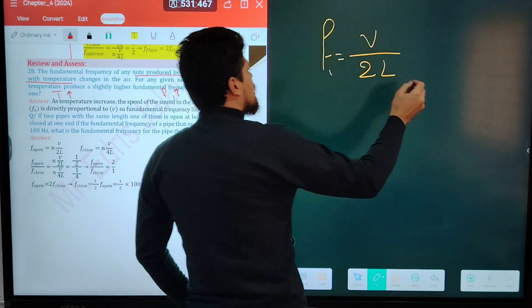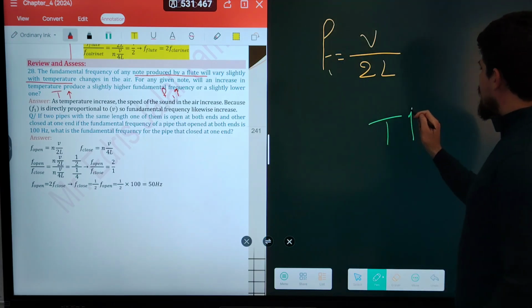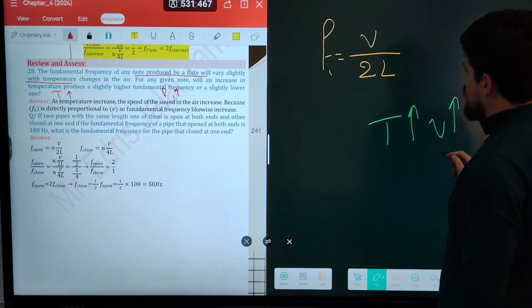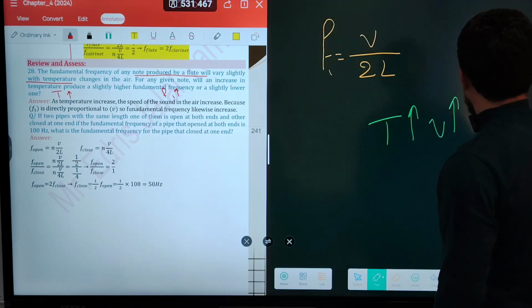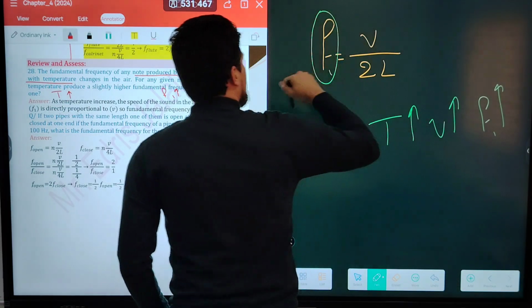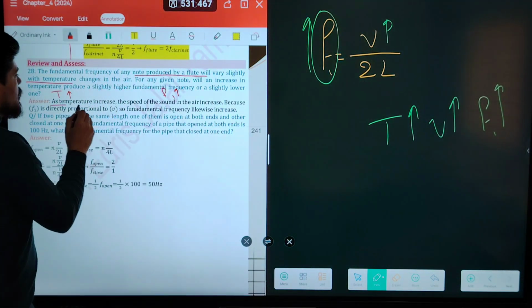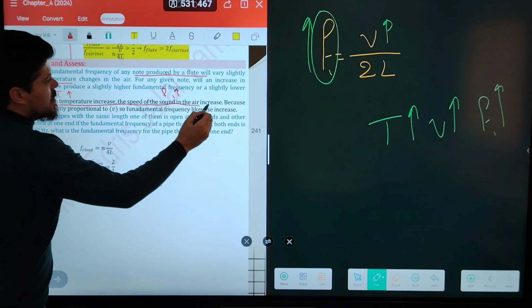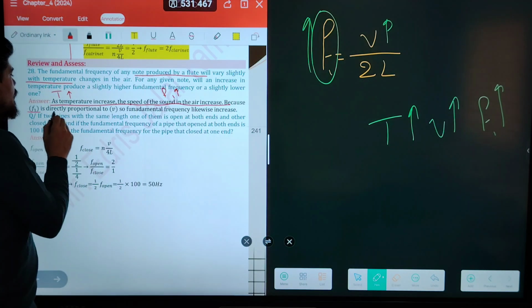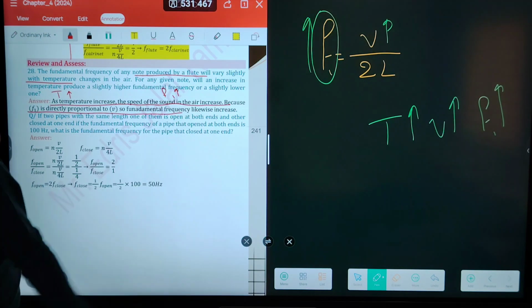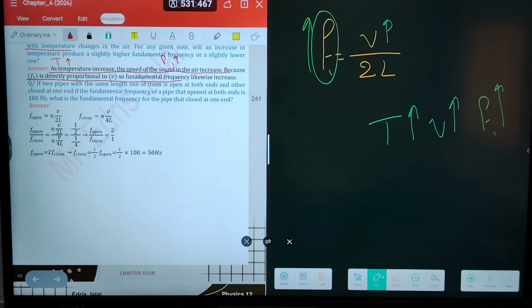By increasing temperature, guys, when temperature gets more, what happens to the speed? It gets more. What about fundamental frequency? It is still increasing. V increases, F increases at constant L. As the temperature increases, the speed of sound in the air increases, because F1 is directly proportional to V. Likewise, it increases, okay?